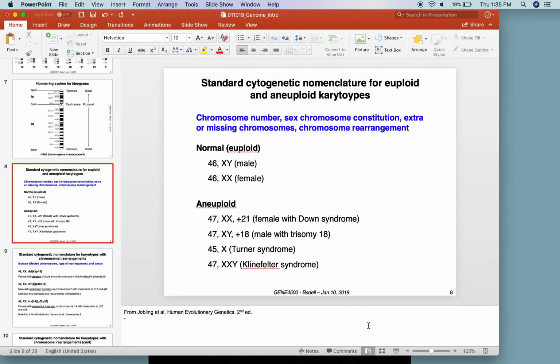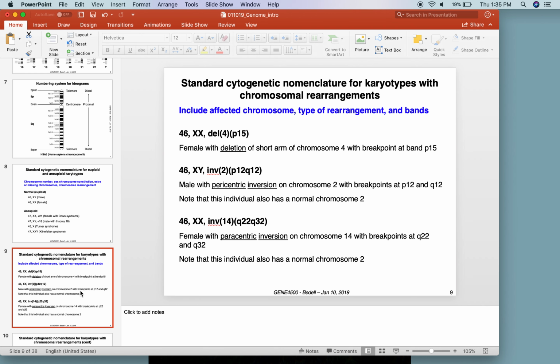Same thing with trisomy 18. Turner syndrome, you often see it in textbooks referred to as XO, but there's one less chromosome. Or Klinefelter's, there's one extra chromosome. It gets a little bit more complicated, but you need to be able to refer to chromosome rearrangements, deletions, inversions, and then on the next slide I have translocations.